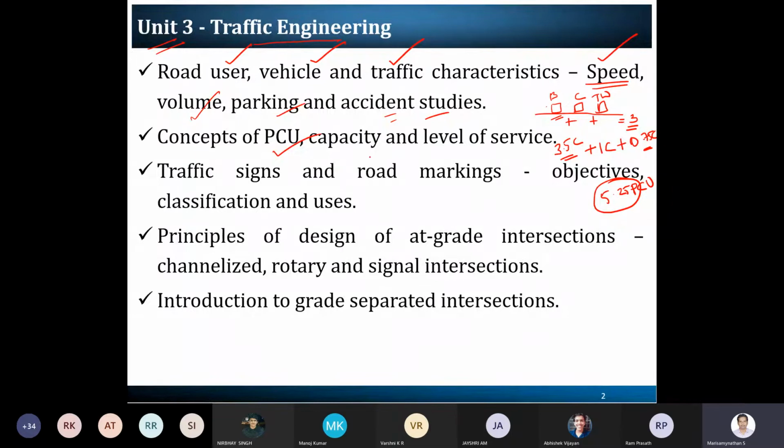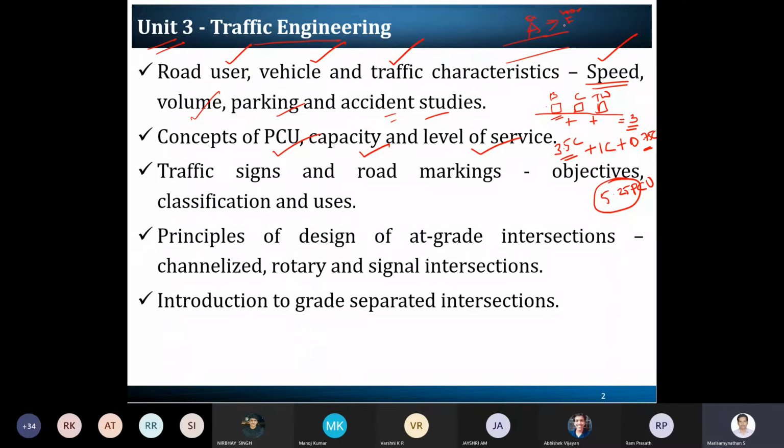In continuation of that, what is the capacity of a given road? What is the level of service of the road? Basically, when there is a road, it is evaluated from A to F, where A indicates excellent conditions and F is considered the worst conditions.